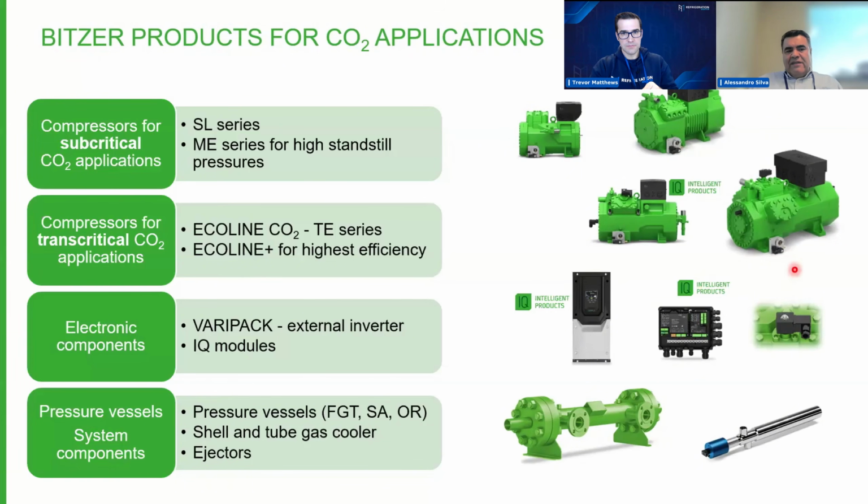As you can see here, we have compressors for subcritical applications: the SL series and ME series. For transcritical applications, we have the TE series. We have Ecoline Plus, designed with the line start permanent magnet motor, the so-called LSPM motor. We have solutions with the VariPack. We have IQ modules as well. We have the VariStep, a combination that gives you an alternative to a VFD to control compressor capacity.